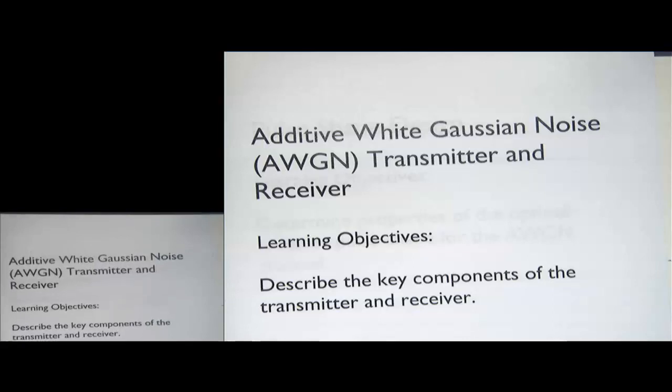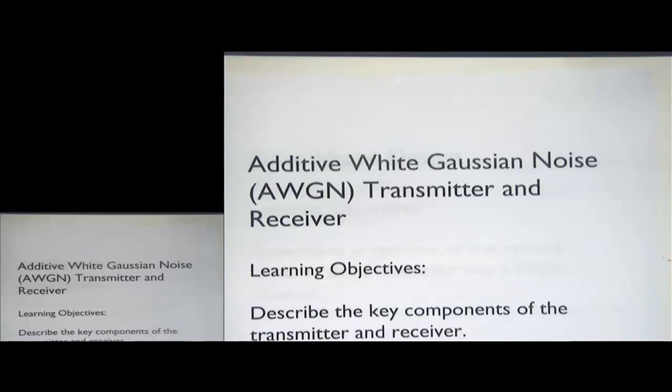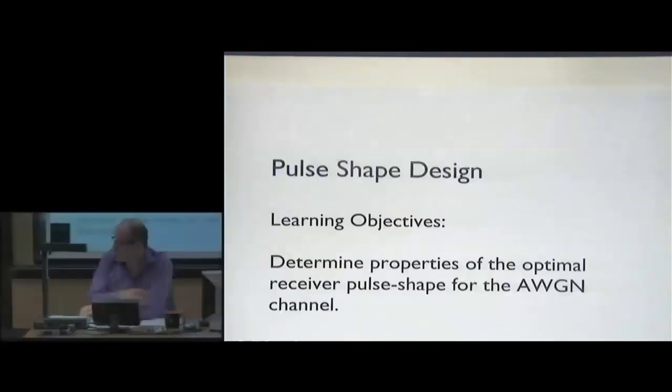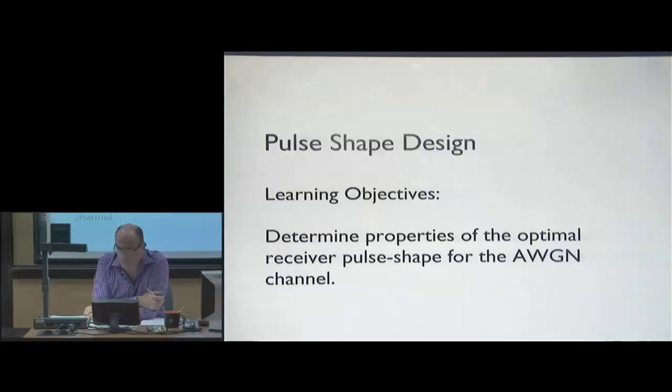Then we're going to review the receiver structure. And then if time permits, we will go through the optimum pulse shape design. Most of these sections are actually quite short, so ideally we'll finish all of them today.